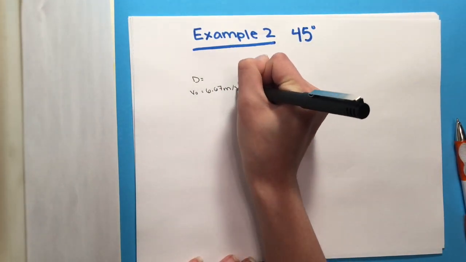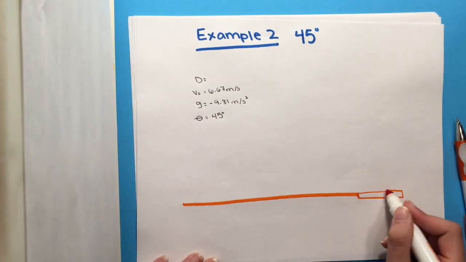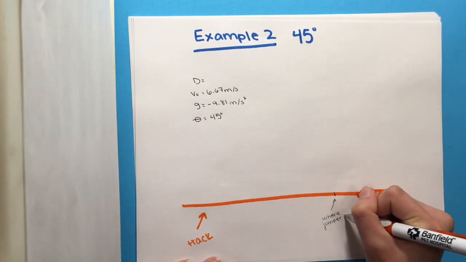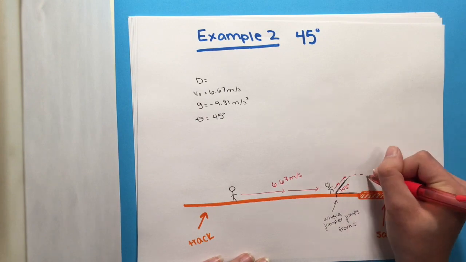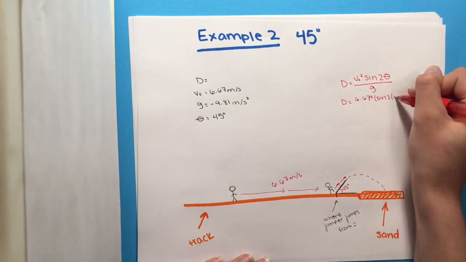Moving on to the second example, same setup. The only thing that changes is now we are using 45 degrees to solve. When you solve for this equation, the jumper's distance increases to 4.54 meters, or 14.9 feet.